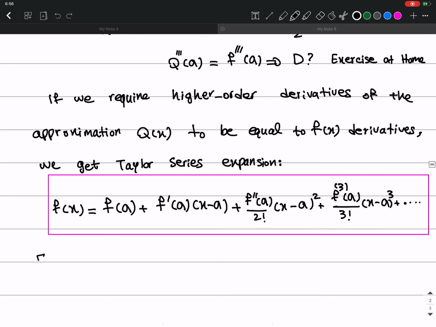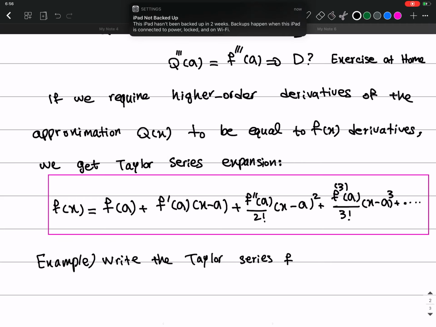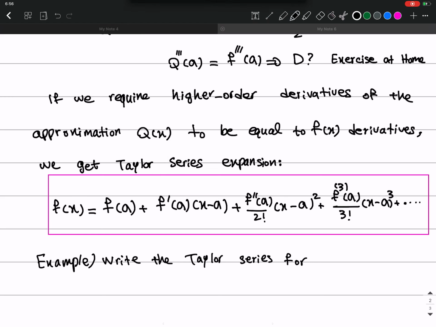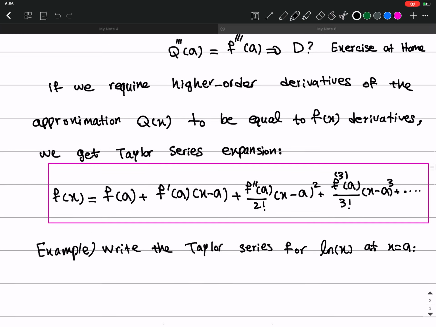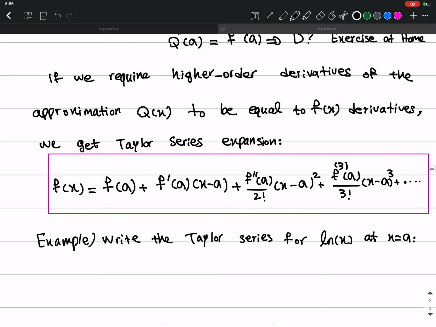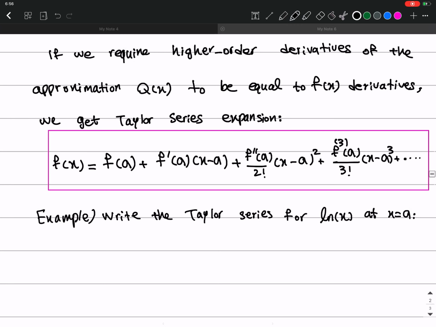So just a quick example. Write the Taylor series expansion, or the Taylor series, for ln, which is the natural logarithm of x, at x equals a. Okay, so I'm going to do this for you so you better understand how you should do this.